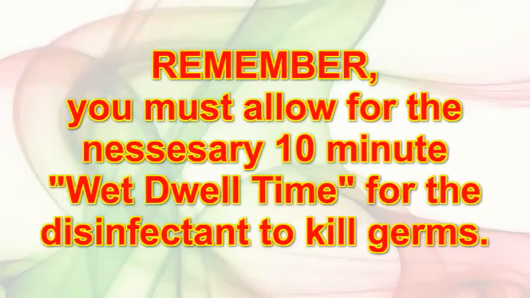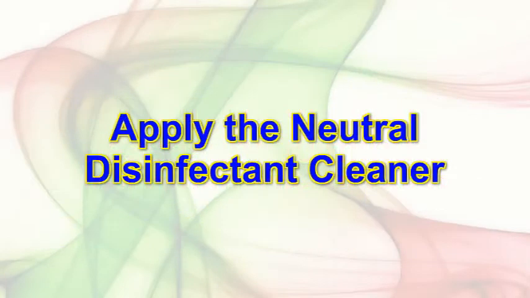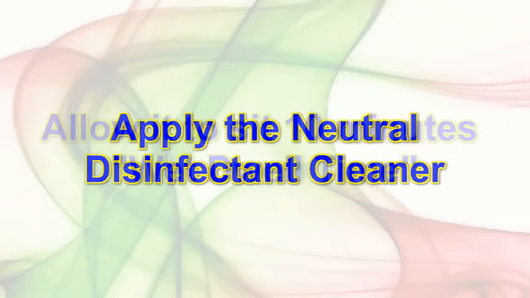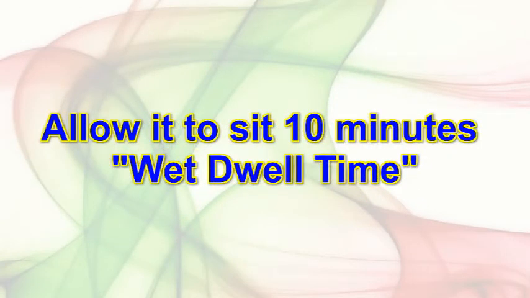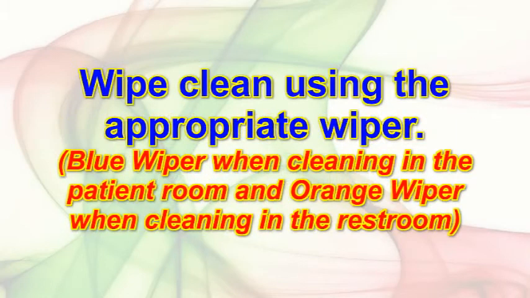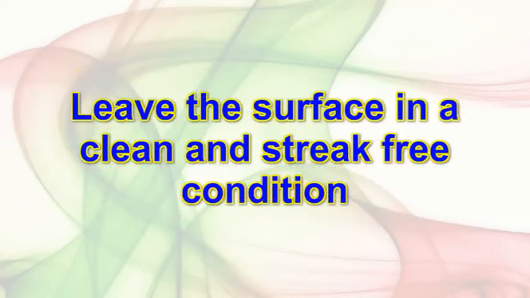Sanitation or disinfection cleaning is accomplished by applying neutral disinfectant cleaner to the surface, and remember, you must allow for the necessary 10-minute wet dwell time for the disinfectant to kill germs, so follow this process. Apply the neutral disinfectant cleaner. Allow it to sit 10 minutes wet dwell time. Wipe clean using the appropriate wiper. Use a blue wiper when cleaning in the patient room. Use an orange wiper when cleaning in the patient restroom. Leave the surface in a clean and streak-free condition.